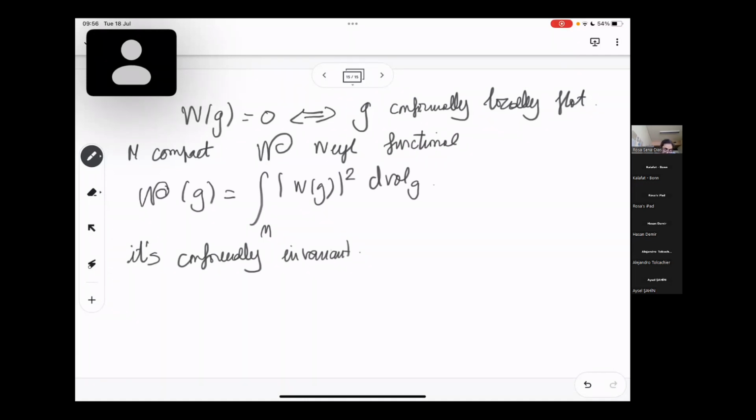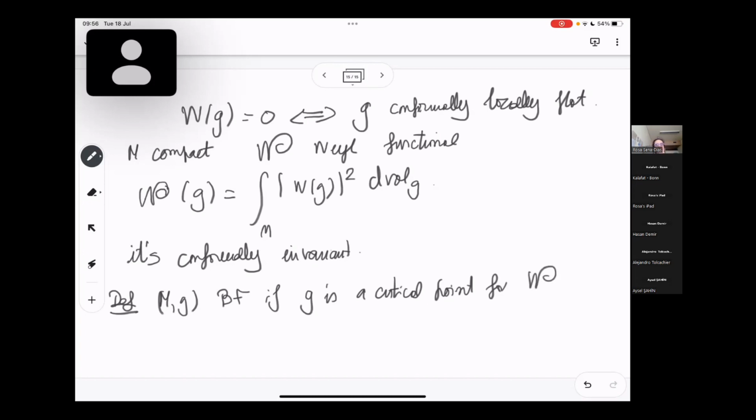Okay, so I can now tell you what a Bach flat metric is. A metric g is Bach flat if g is a critical point for the Weyl functional. That is, Bach flat metrics do for the Weyl functional what extremal metrics do for the Calabi functional. This definition so far only works for compact manifolds, and unfortunately I need the non-compact setting, but it's also not a practical definition because you want something you can check with a calculation.